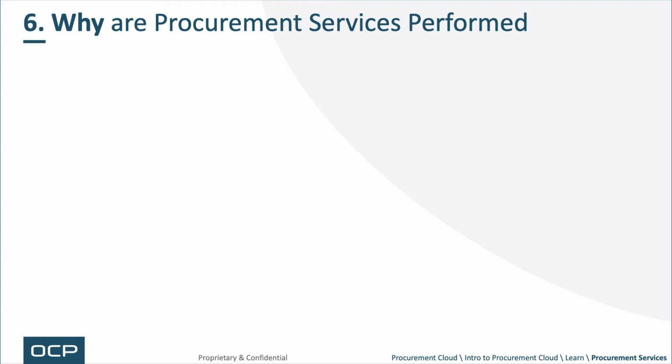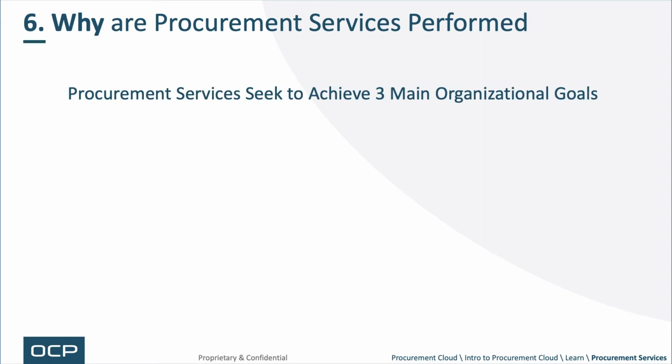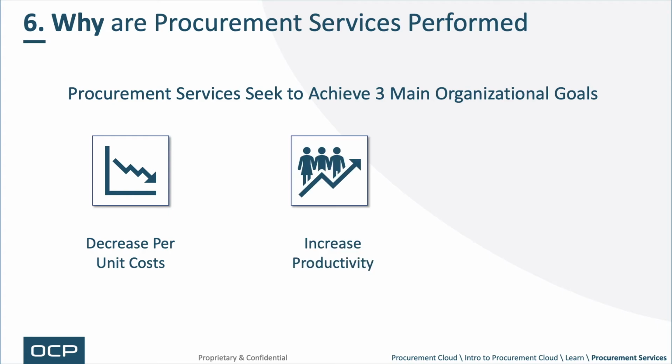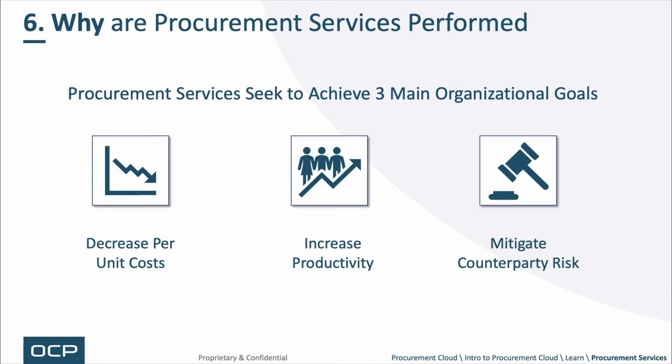So last topic, number 6, why are procurement services performed? Well, it's important to remember the procurement services seek to achieve 3 main organizational goals. First, decreasing the per unit costs of a good or a service. Next, increasing the productivity around the purchasing of that good or service. So you hear all the time about supplier portal, supplier enablement, self-service requesting like we just saw, any number of different integrations that are all focused on increasing productivity. And then lastly, the ability to mitigate counterparty risk.